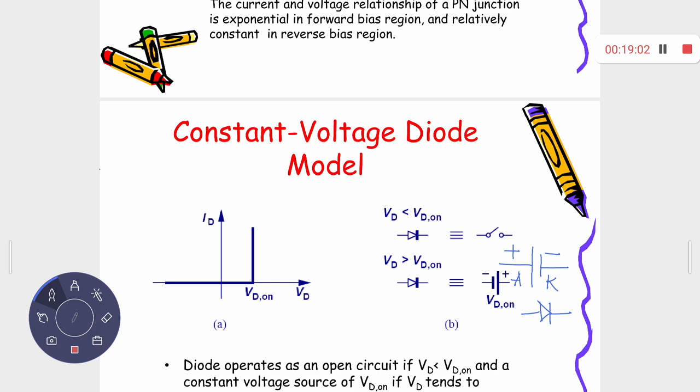Clear? So this is a constant voltage, but you cannot always refer to this for any type of diode model. If I consider the practical diode model, then it is no longer a constant voltage model because the voltage changes. It's not constant.